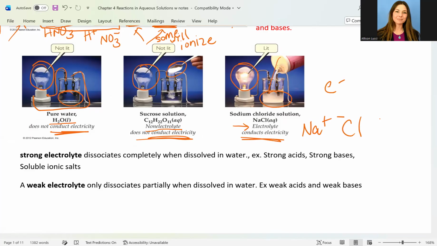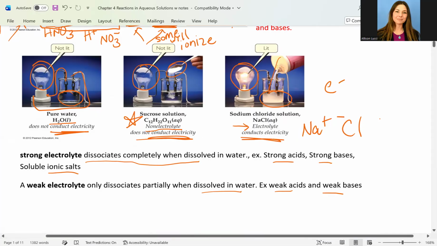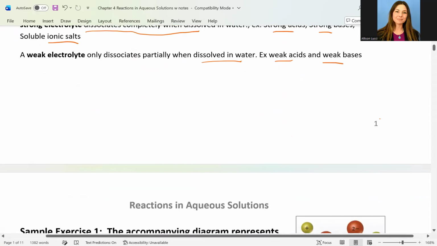So that's the difference between pure water, which has no electrolytes, a non-electrolyte solution in the middle, and then an electrolyte solution, which will conduct electricity. And we mentioned above, strong electrolytes dissociate completely. So things like strong acids, strong bases, and then the ionic salts. And weak electrolytes only dissociate partially when dissolved in water. So weak acids and weak bases will be in the middle of our table above, but they would still weakly conduct electricity. So we would see our light bulb light up just a tiny bit.